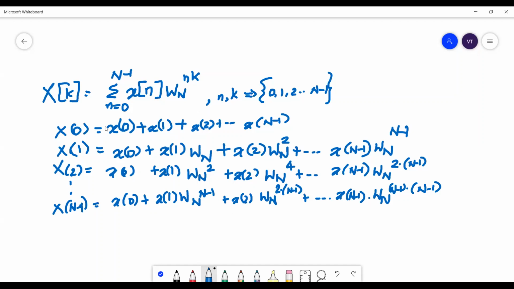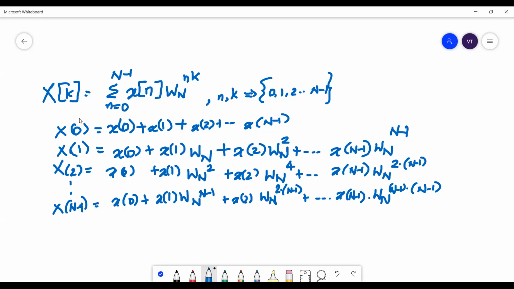So if you know the values of small x of 0, x of 1, x of 2, etc. up to x of N minus 1, do you understand this? From those you can calculate capital X of 0, X of 1, X of 2, up to X of N minus 1.